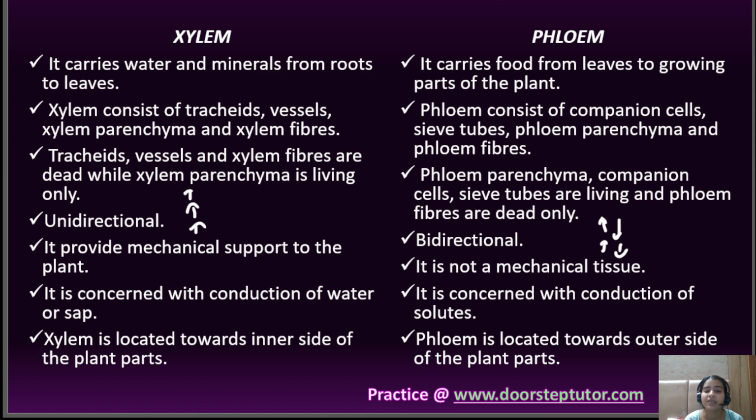Now, xylem is concerned with the conduction of water or the sap present in the plants, while the phloem is concerned with the conduction of solutes only, that is the food particles. The substances that include nutrition and food particles are conducted by the phloem. Now, let's talk about the location of xylem and phloem. In case of xylem, it is located towards the inner side of the plant parts, while phloem is located towards the outer side of the plant parts. So, these are some major differences between xylem and phloem.